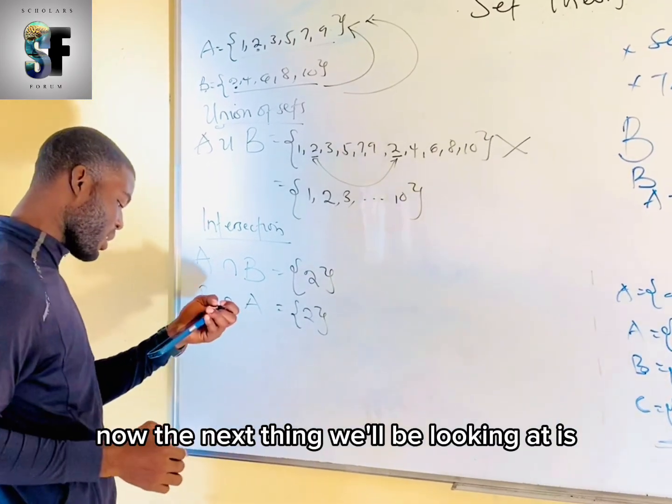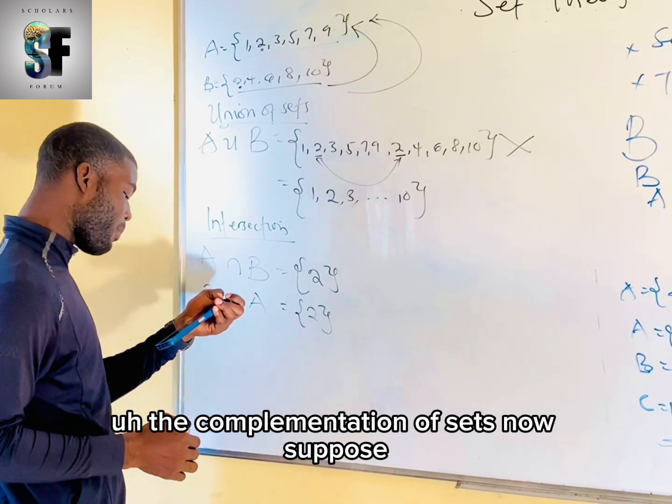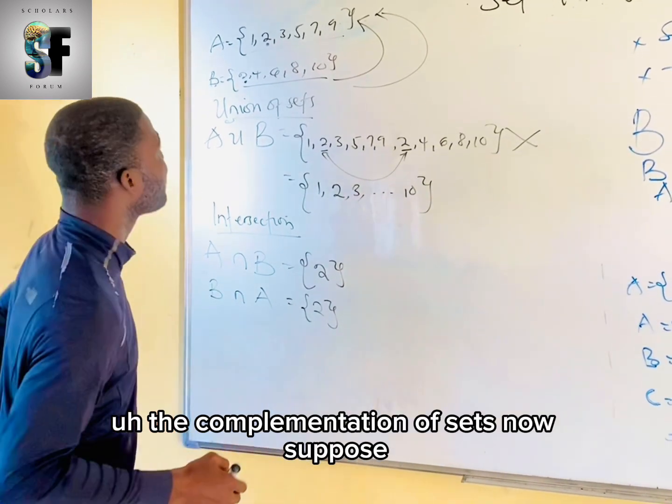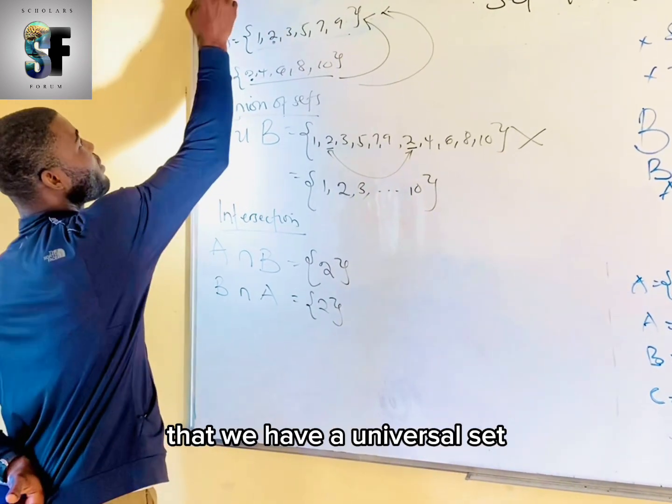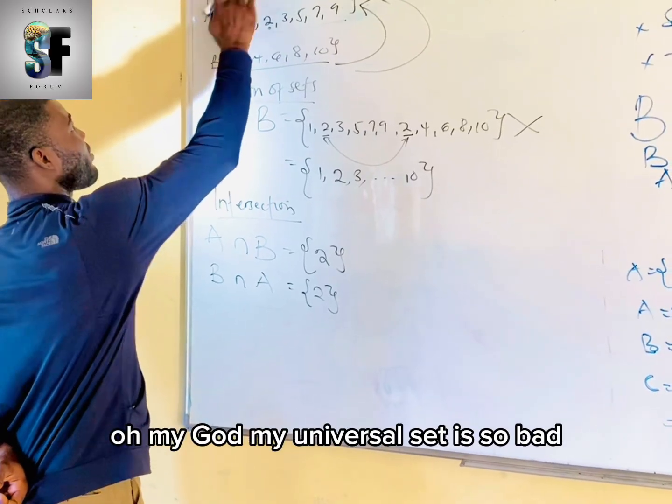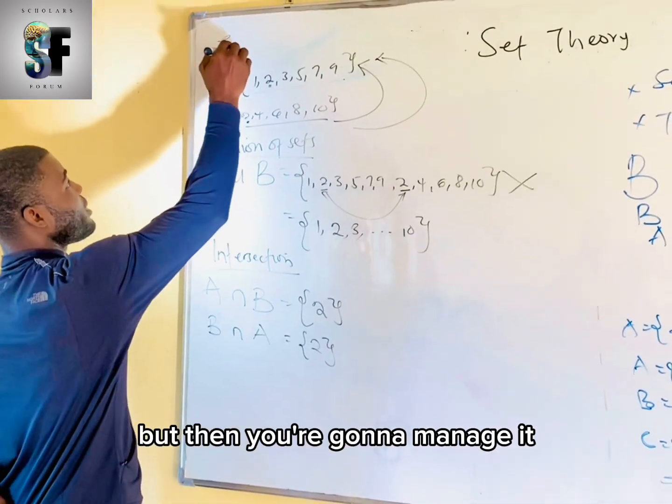Now, the next thing we'll be looking at is the complementation of sets. Now, suppose that we have a universal set. Oh my God, my sign is so bad. But then you're going to manage it.